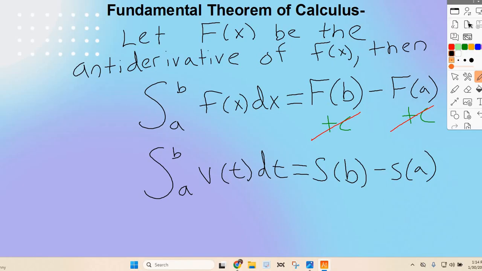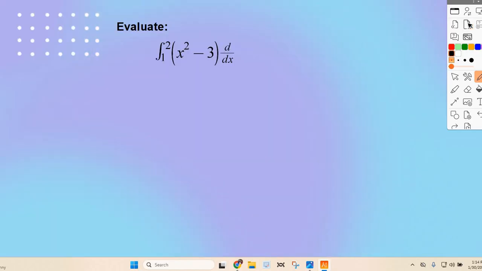So let's look at some examples. I have the integral from 1 to 2 of x squared minus 3 dx. We're first going to treat it like an indefinite integral, so I'm just going to take my antiderivatives. So remind me, what is my power rule for antiderivatives? Add 1 to the exponent and divide by the exponent.